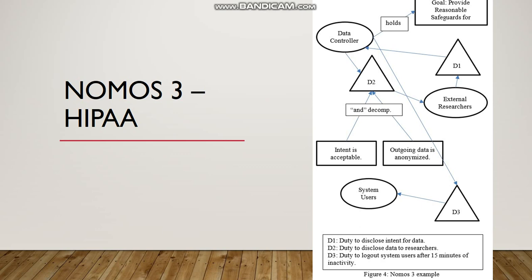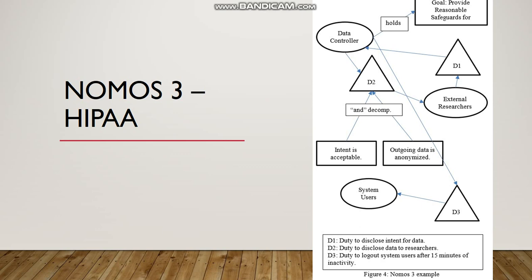The HIPAA Nomos diagram represents 3 norms: D1, D2, and D3. All 3 norms are of type duty. Each norm has a holder or party responsible for satisfying the norm. In this diagram, holders are identified by the role symbol. The data controller is responsible for fulfilling D2 and D3, while the external research team fulfills D1.